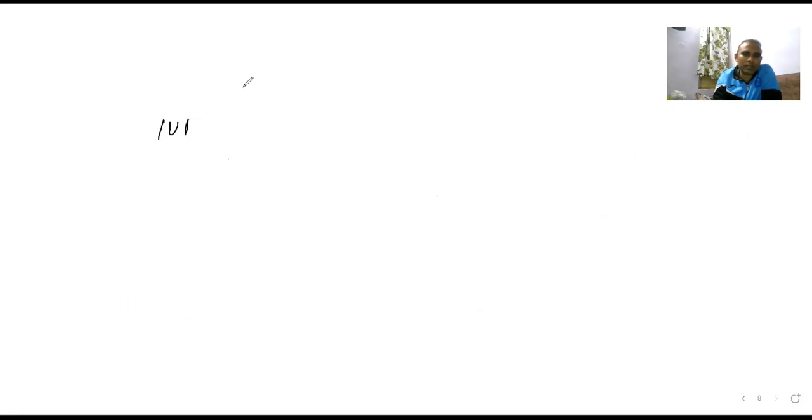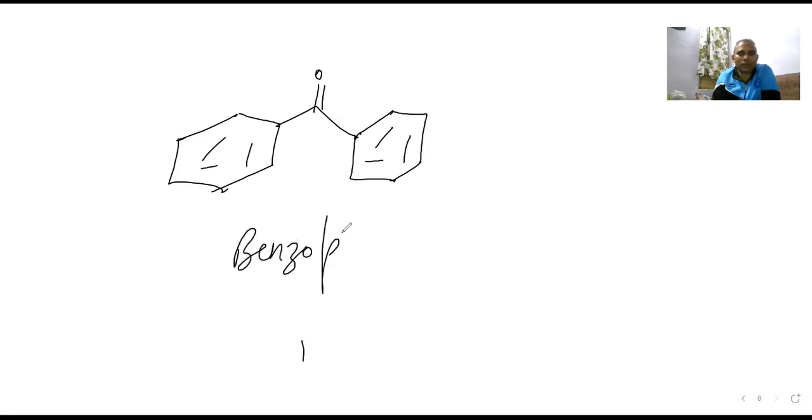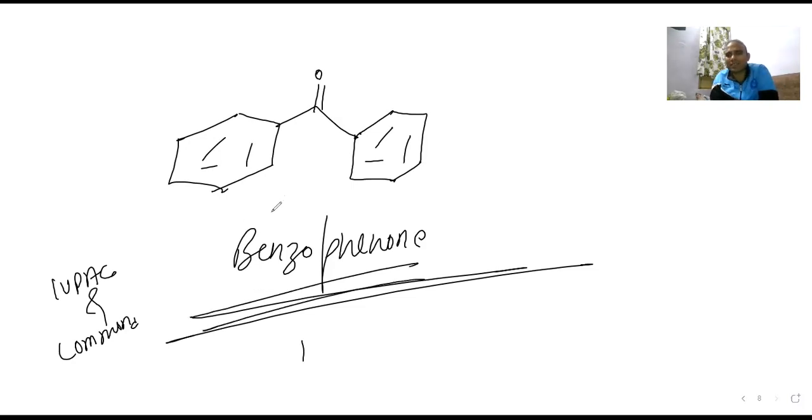The IUPAC name, that is the same one. Let us practice a little more. One more important compound is there. Its name is benzophenone. Both the IUPAC and common name are benzophenone. You need to memorize this one.